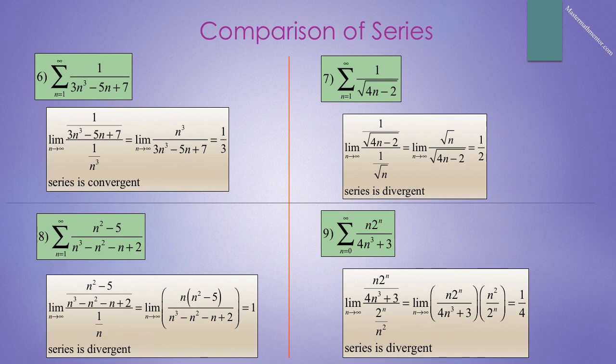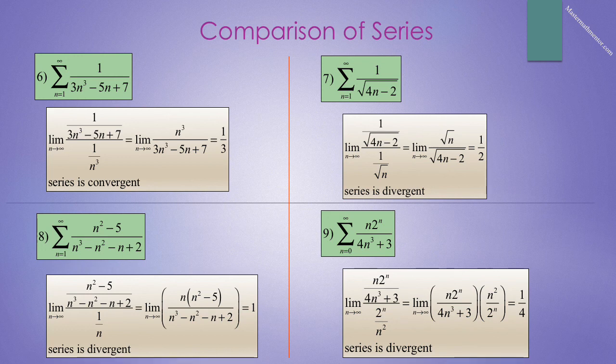So we look at the limit as n approaches infinity of n times 2 to the n over 4n cubed plus 3, all over 2 to the n over n squared. This becomes the limit as n approaches infinity of n times 2 to the n over 4n cubed plus 3 times n squared over 2 to the n. And the 2 to the n's cancel, and the n cubes cancel, and we are simply left with 1/4. So since 2 to the n over n squared is divergent, this series is divergent as well.